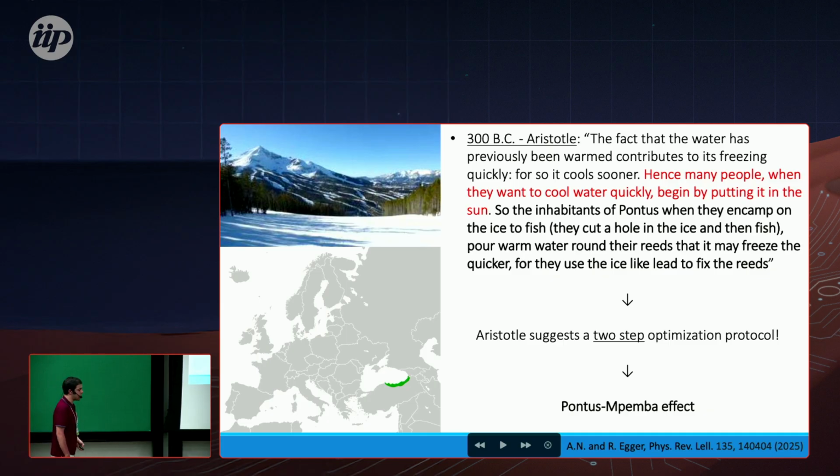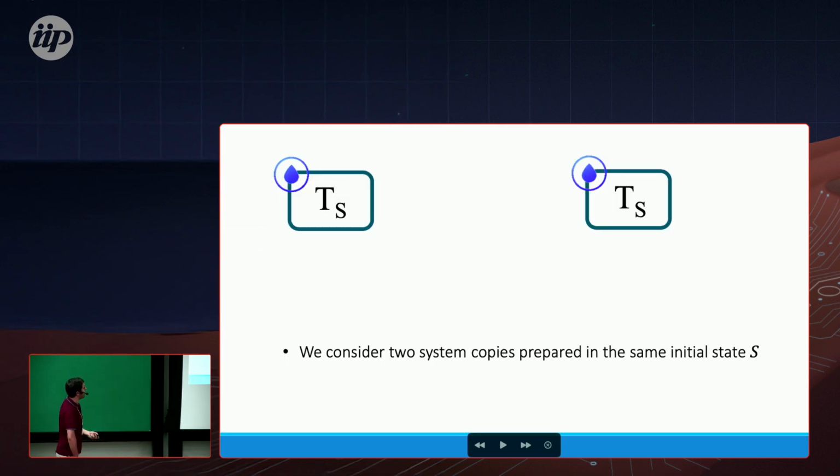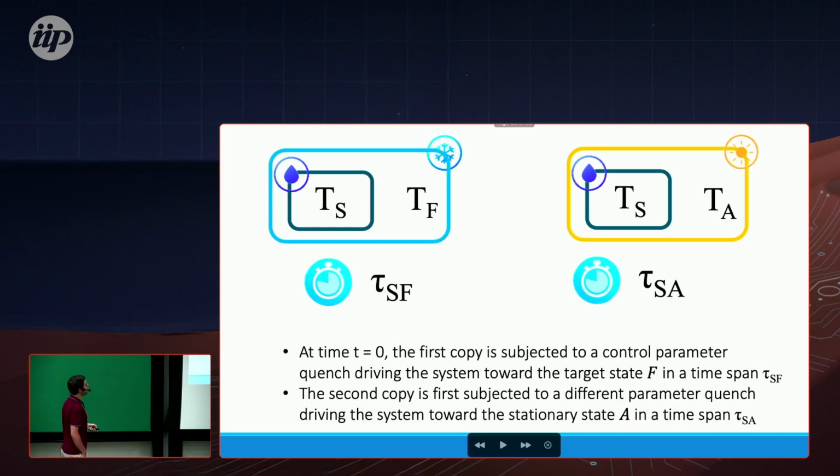So Aristotle suggests a two-step protocol that is a bit different from the standard Mpemba effect of today. It is a two-step optimization protocol that we call the Pontus-Mpemba effect, out of respect for the Pontus fishermen who used it practically. So what is this Pontus-Mpemba effect? We start with two copies of the system that have exactly the same properties, and also the same temperature. Both of them are equal. And then we connect one of them directly to the freezing environment.